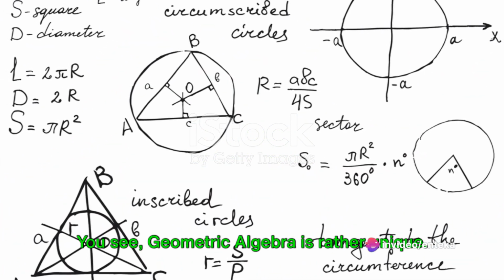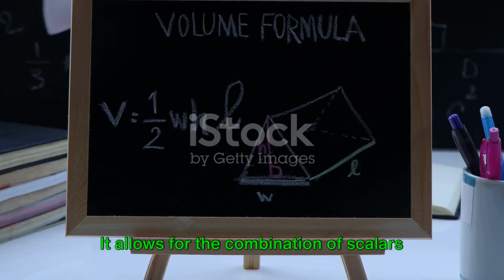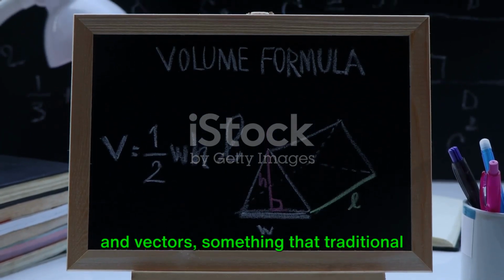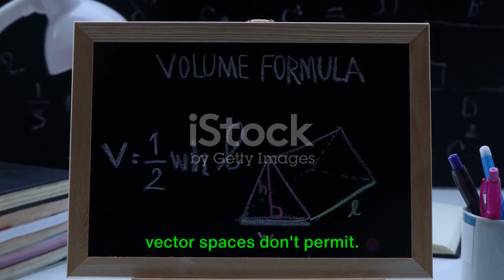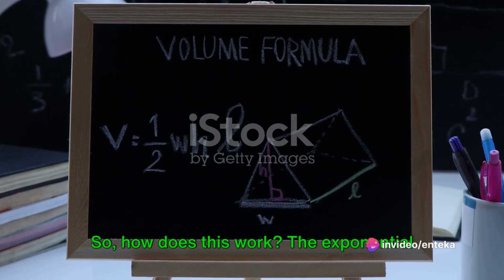You see, geometric algebra is rather unique. It allows for the combination of scalars and vectors, something that traditional vector spaces don't permit. So, how does this work?